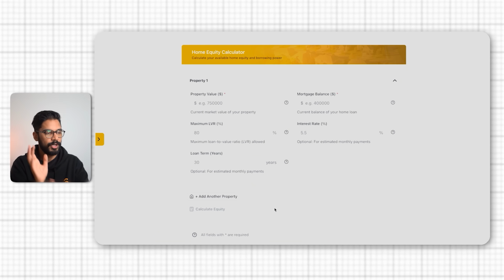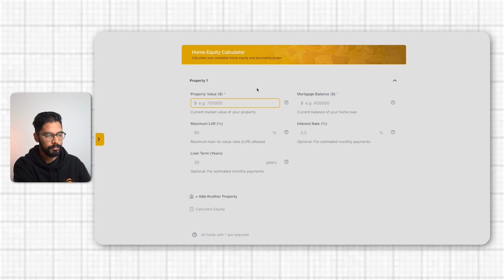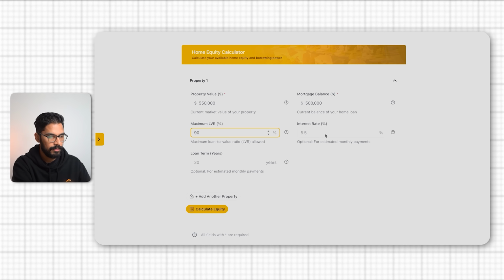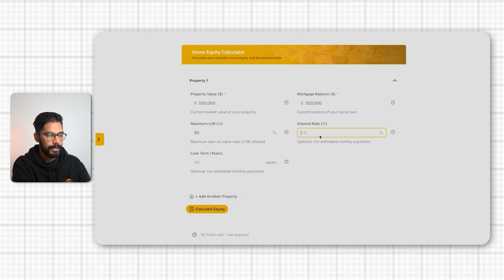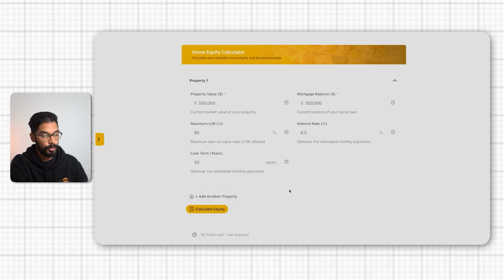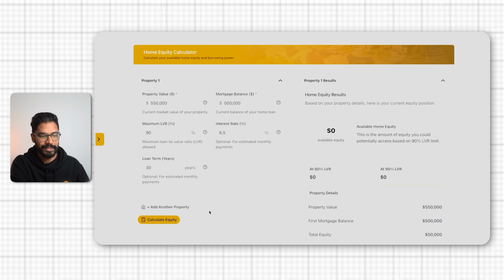In this case, we're gonna go ahead with the one property. Let's assume we buy a property for $550,000. Our mortgage balance at 90% is $500,000. Our maximum LVR is 90% because that's 90% of the value. And here we're just going to put 6.5% as an interest rate and a 30-year loan term, which is pretty standard. If I had another property, and I'll show you that example as well, we could add one. But in this case, I just want to calculate the equity.